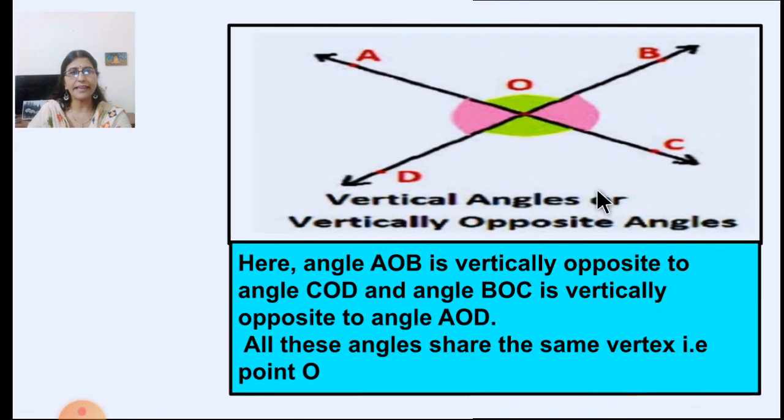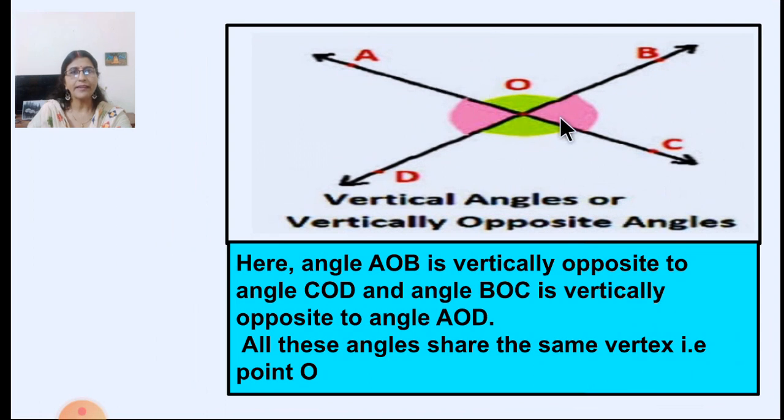Now here you can see angle AOB is vertically opposite to angle COD. You can see here by this color you can understand these two are vertically opposite to each other. Same way, angle BOC is vertically opposite to angle AOD. So that is written here, and all these angles share the same vertex, that is point O.